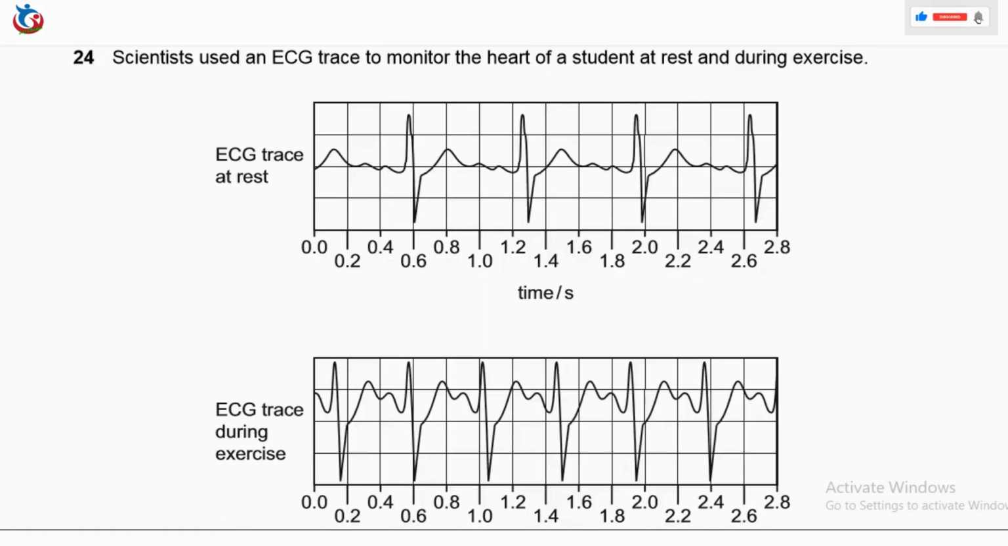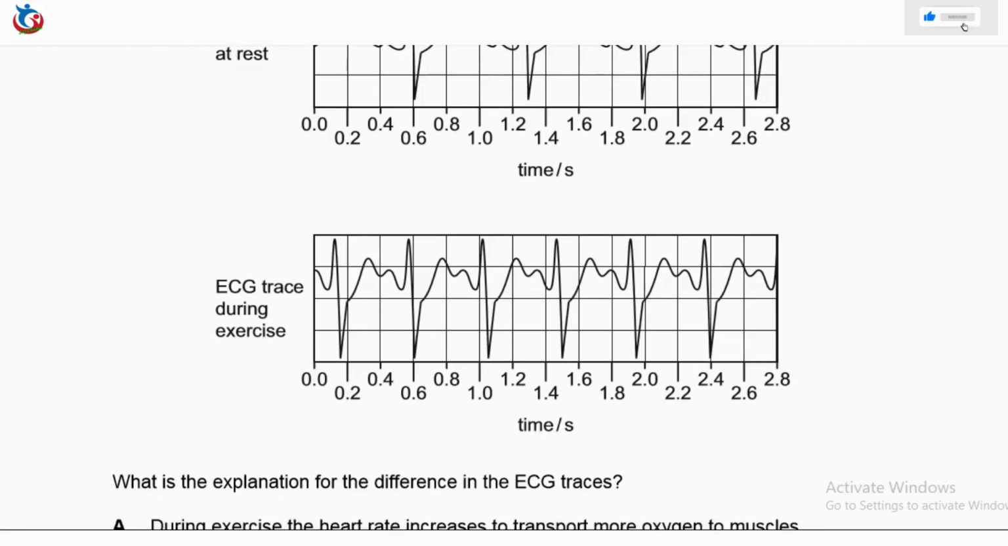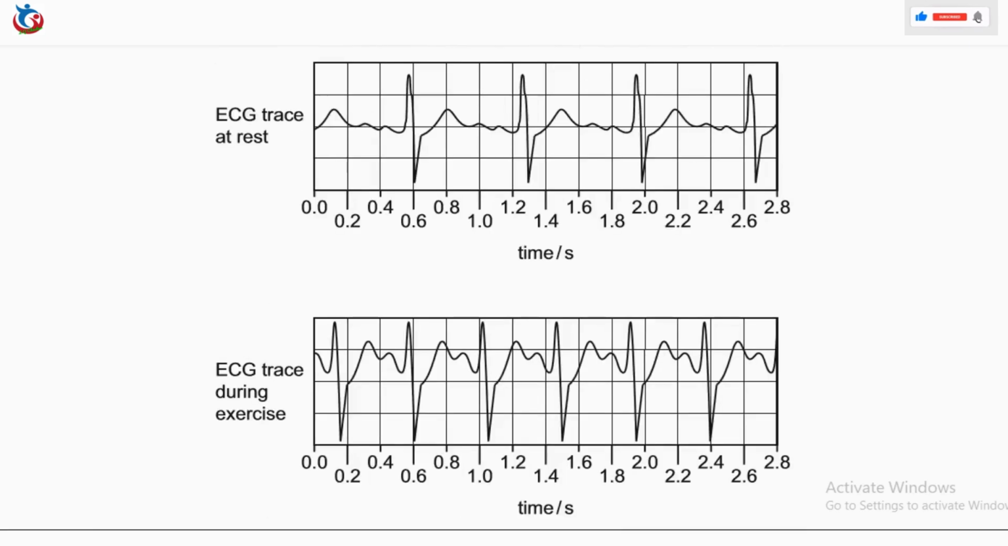Question 24 says, scientists used an ECG trace to monitor the heart rate of a student at rest and during exercise. What is the explanation for the difference in the ECG traces? Looking at the differences between the two, the first is the ECG trace at rest and the second is the ECG trace during exercise. What is the difference? Look at the peaks of this trace. Compare it to this one, you can see there is a very high peak here. This one too is higher, and there are high readings here. So comparing these two, we'll now go to our options.